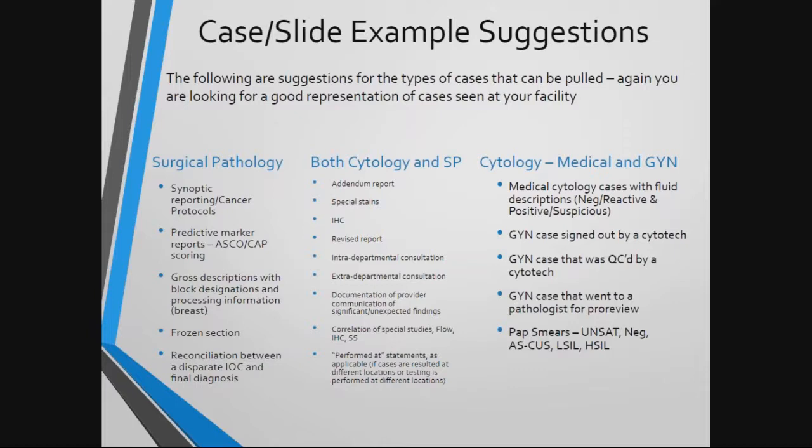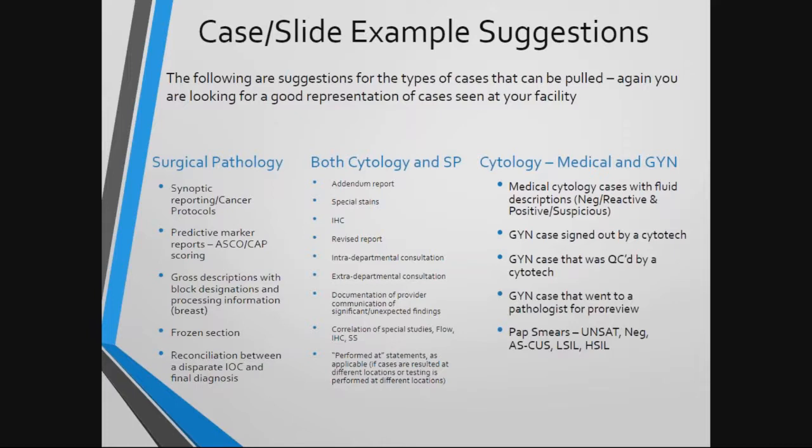Several cases with frozen sections and an example demonstrating reconciliation between a disparate IOC and a final diagnosis rounds out that list. For cytology, again, I will pull a variety of both GYN and non-GYN slides, looking for cases with medical cytology fluid descriptions, a pap smear that was signed out by one of my cytotechs, one that was QC'd by a cytotech, and then one that went to a pathologist for review and demonstrates that sign out. Various pap smear cases should be pulled encompassing the whole paradigm of GYN diagnoses, so your unsats, a negative, an ASCUS, a low SIL, and a high SIL, and any malignancies should you have them.